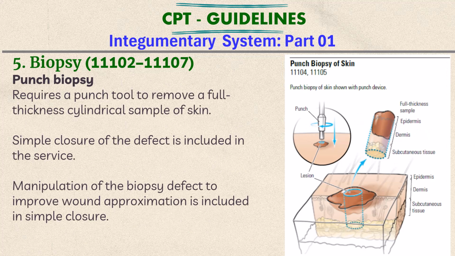Next one is punch biopsy. You can see here, it requires a punch tool to remove a full thickness cylindrical sample of skin. You can see the sample here. The simple closure of the defect is included in the service. You don't have to code the simple closure separately. Manipulation of the biopsy defect to improve wound approximation is included in simple closure.